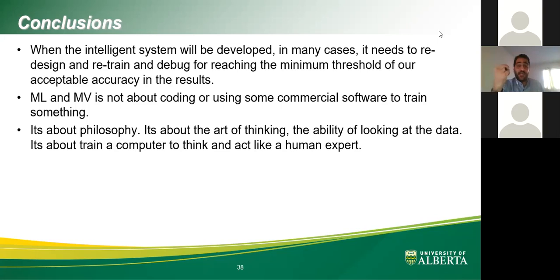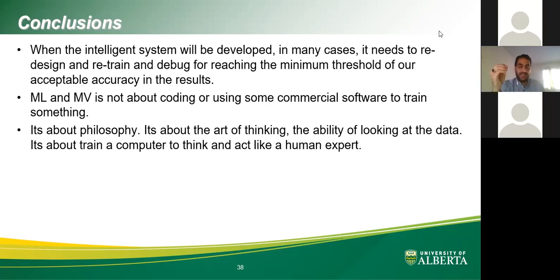Machine learning and machine vision are about philosophy, okay? It's about the art of thinking, the ability of looking at the data. When you plot data and look at it, you have to find something. It is the art of looking at the data. You have to be experienced to reach the ability to extract real-time information when you are looking at the data.